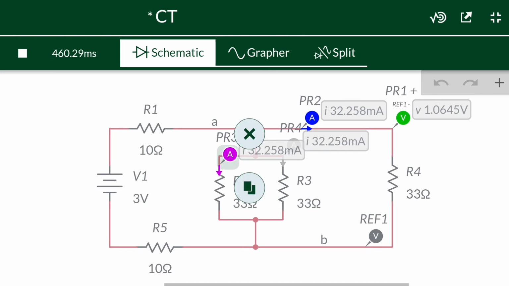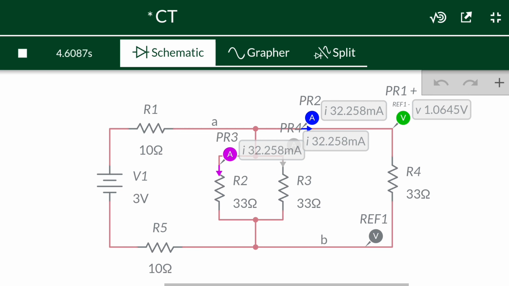You can see this probe is 32.2 milliampere, and this probe also shows 32.2 milliampere, and this probe also shows 32.2 milliampere. All 3 currents are the same because all 3 resistor values are the same, that is 33 ohm, and voltage across them is also the same. So the current equally divides in all 3 resistors. We have calculated the approximate values.